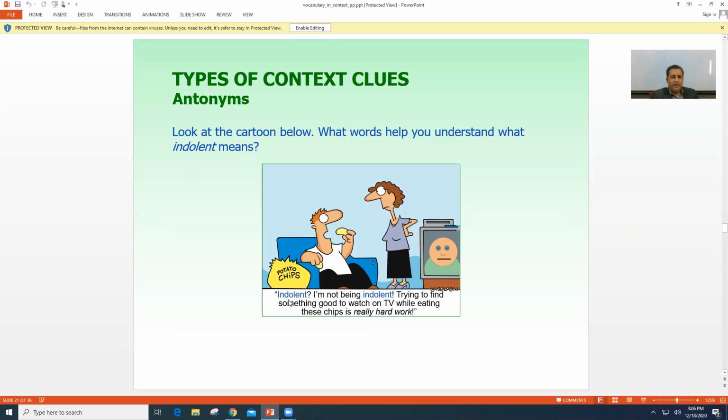So you see here, the word indolent, if you don't know the meaning, see if somebody is saying that I'm trying to find something good. If somebody is trying to find something good to watch on TV while sitting on a sofa and eating potato chips, then you have this antonym context clue, which is hard work. So what do you think is the opposite of hard work? If somebody is sitting on a sofa eating potato chips and watching TV and doing nothing, what would you think could be the meaning of indolent?